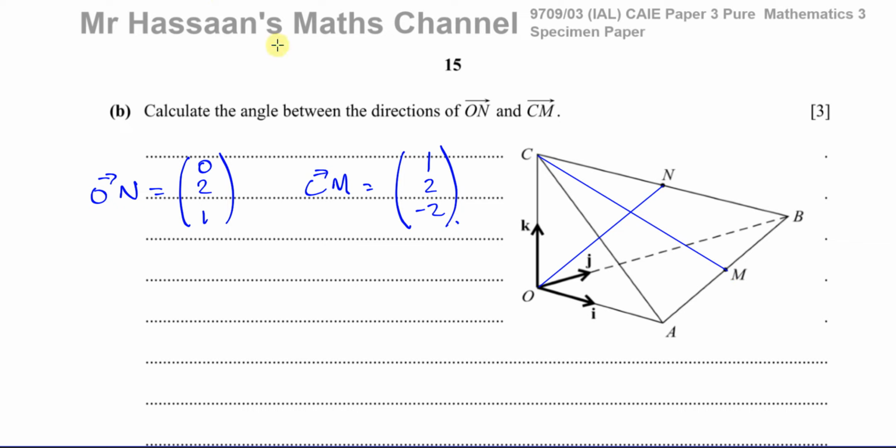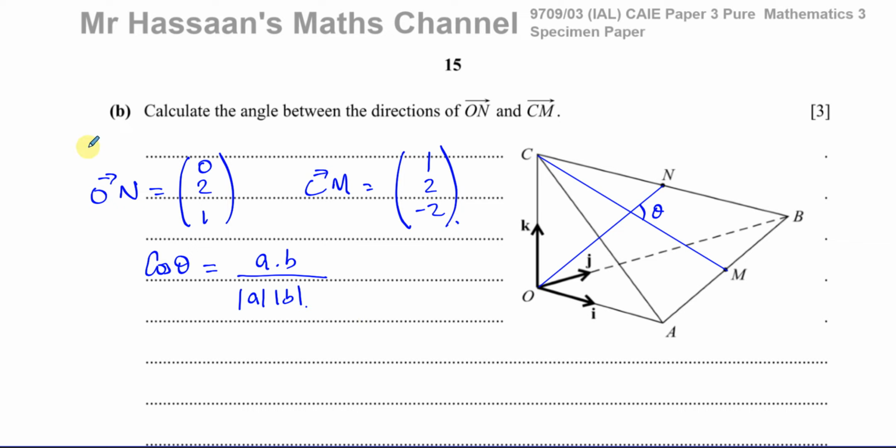The angle between them is going to be this angle over here. Let's call it theta. That's the angle between O to N and C to M. Now the formula for finding the angle between two vectors is that the cosine of the angle is equal to the dot product of those two vectors divided by the product of their magnitudes.